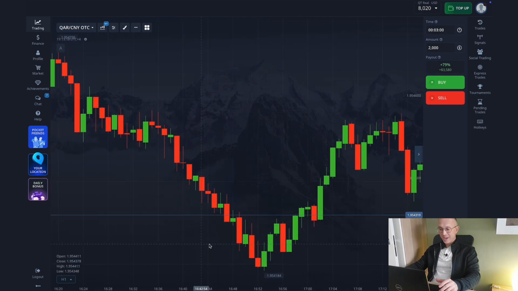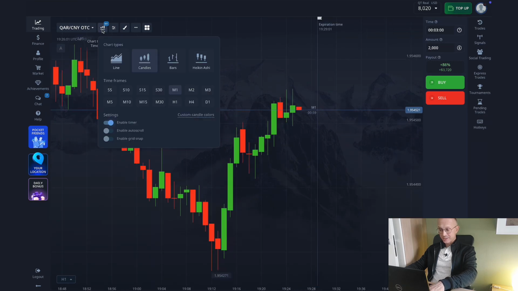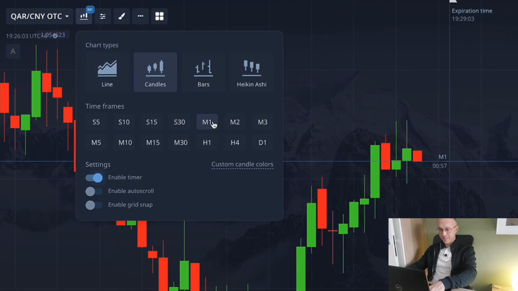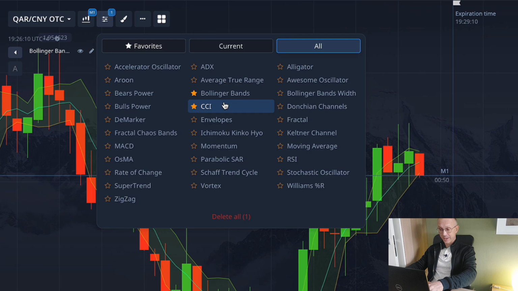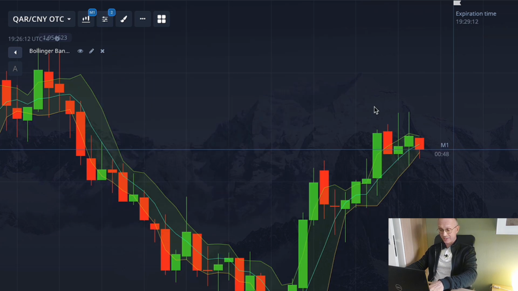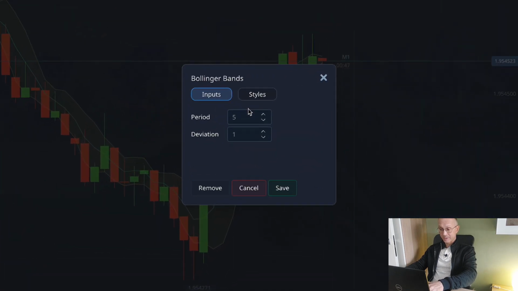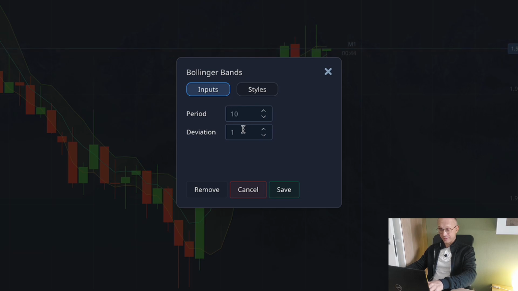So, I choose classic candles and the time frame is 1 minute. Let's go to the Indicators tab and select the Bollinger Bands and the CCI. Let's configure the Bollinger Bands indicator first. Set period to 10. Deviation is 2.